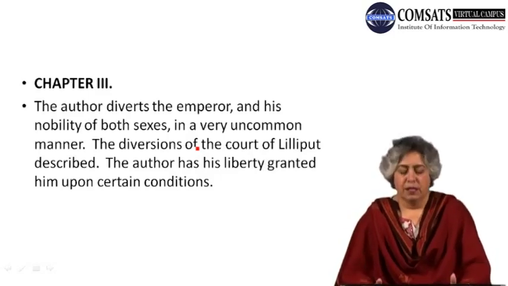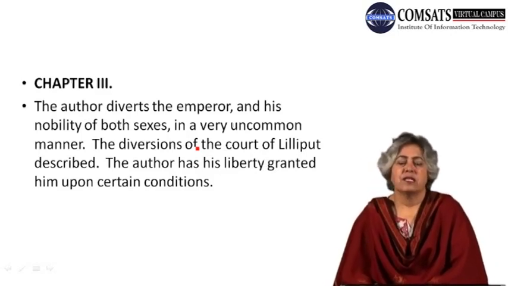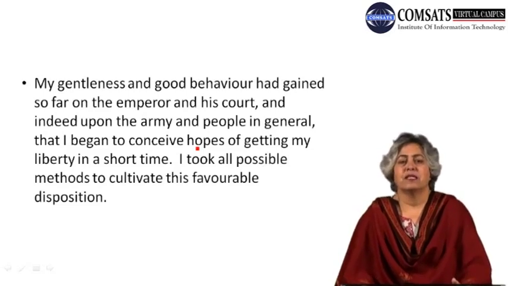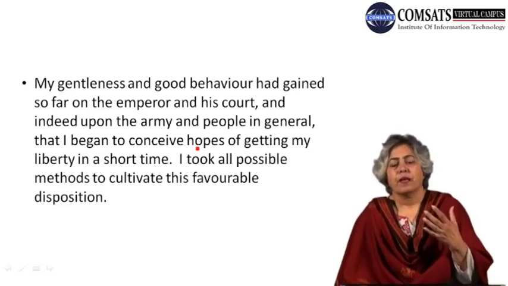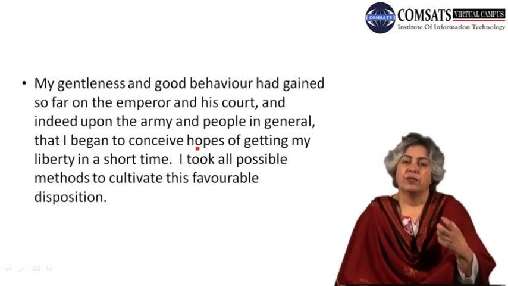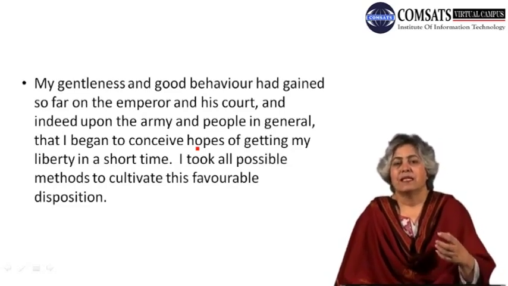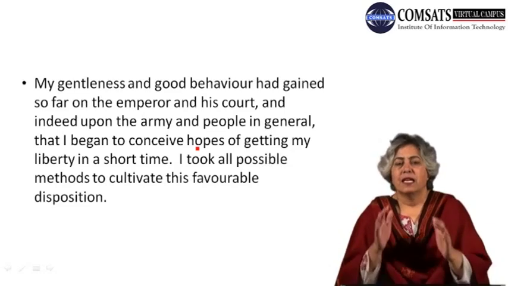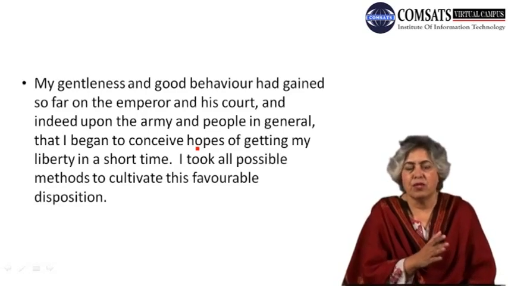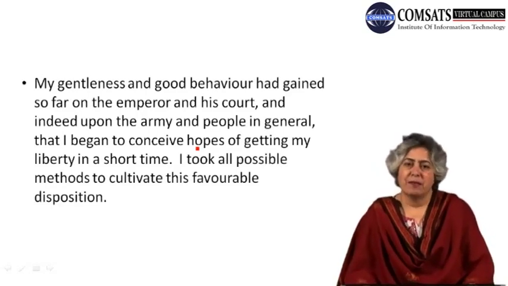expands upon different ideas. So he says that the author, that is Gulliver, remember Gulliver is supposed to be writing this, he's writing in the first person, so the author diverts the emperor, that is, he brings up new ideas of how he can keep the emperor entertained and happy, because in order to achieve his basic aim, that is liberty, freedom, Gulliver has to make sure that the emperor is in a good mood, because if the emperor is in a bad mood, he will not grant him his liberty.